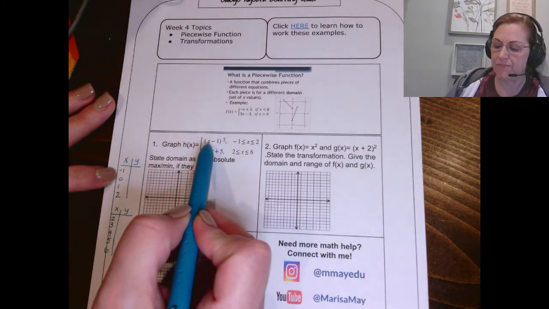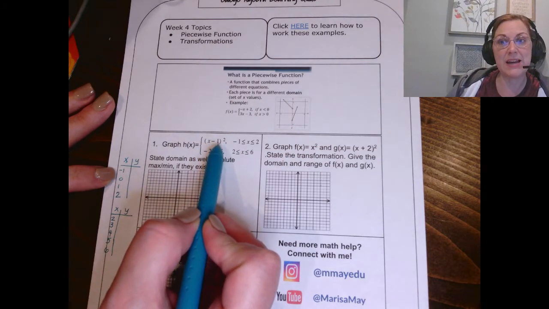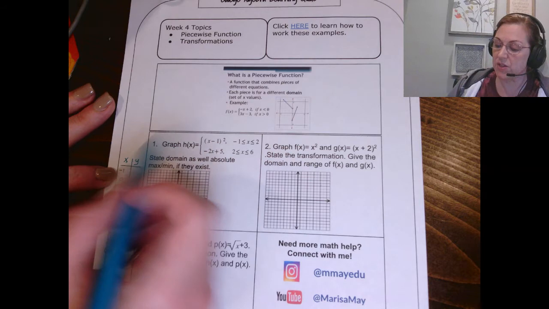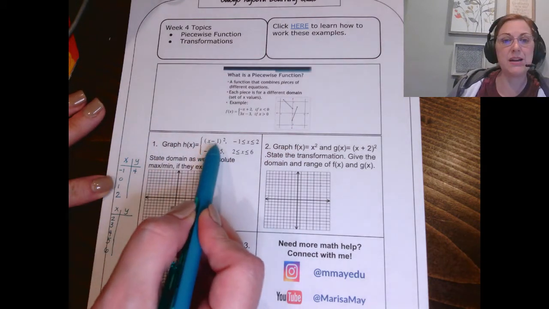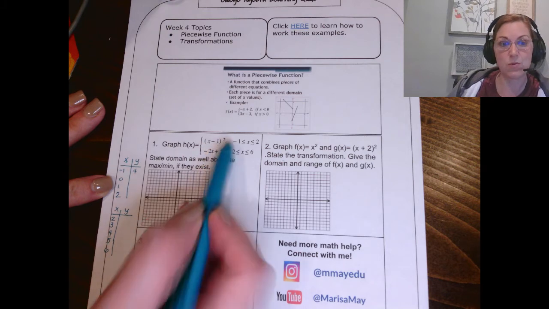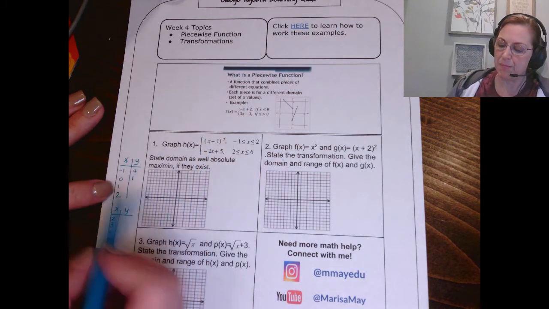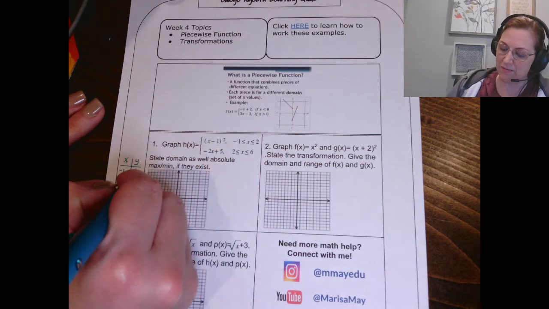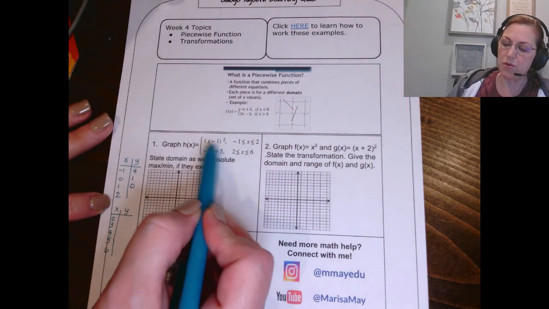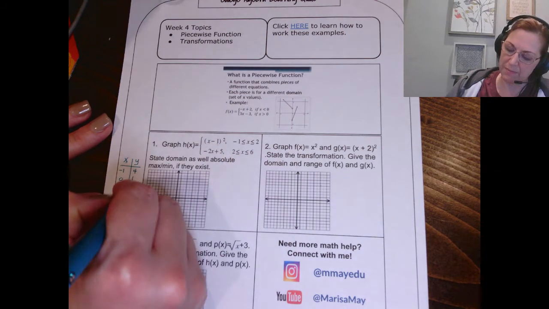So I'm going to put in -1 for x. -1 minus 1 would give me -2. Then I square, which gives me 4. Then I put in 0. 0 minus 1 gives me -1. Square it gives me 1. Put in 1. 1 minus 1 is 0. Square it gives me 0. And put in 2. 2 minus 1 is 1. Square it gives me 1.